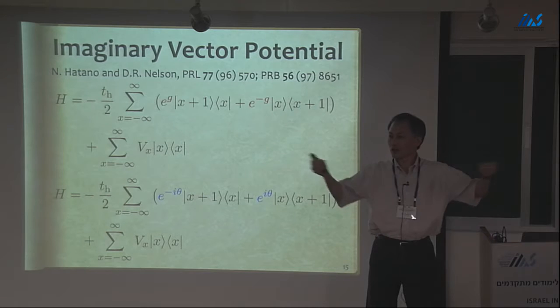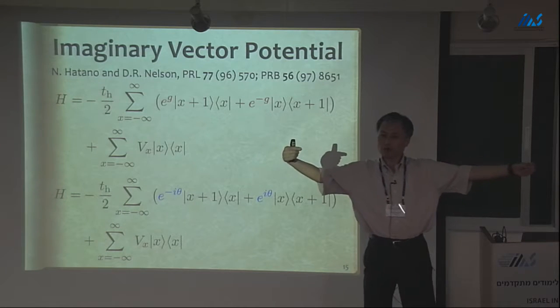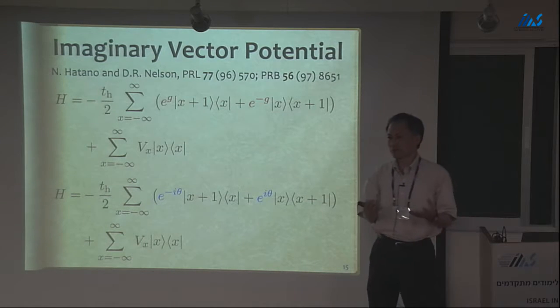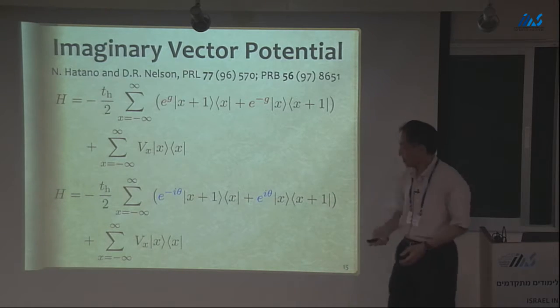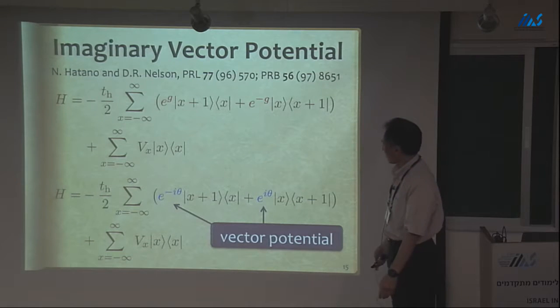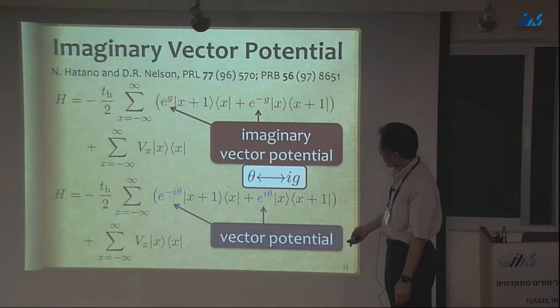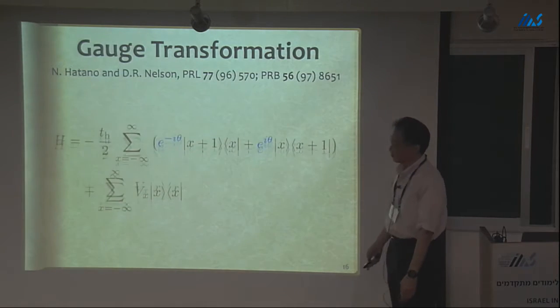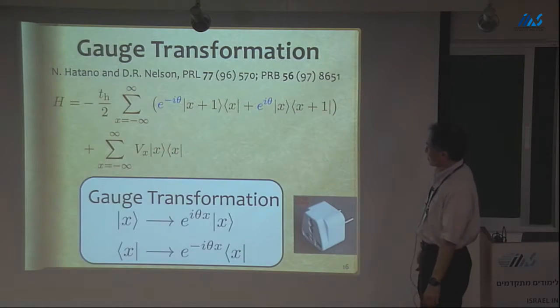But you see, in 1D, if it's on a line, and if you have a uniform vector potential in this way, then it means that there's no magnetic field because there's no rotation. So we should be able to gauge out this vector potential somehow, right? And how does it work? It works in this way.